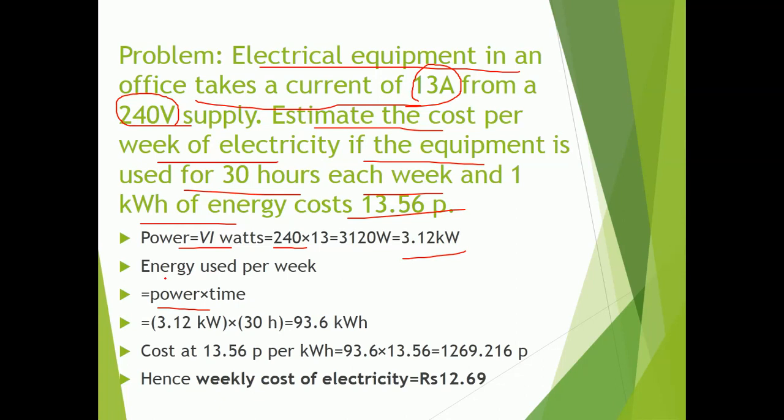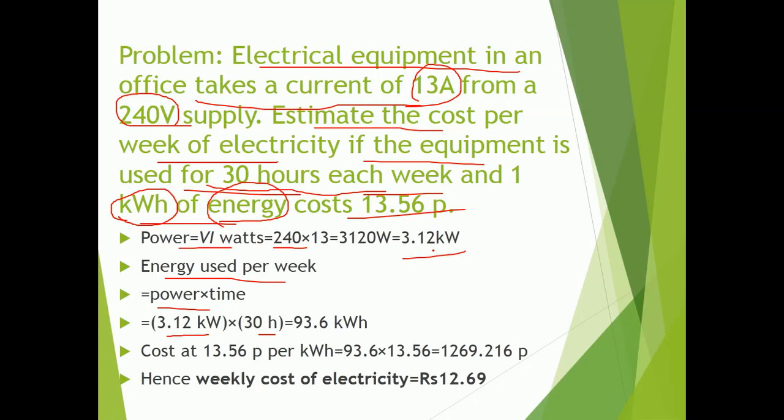Now, energy used per week, power into time. As per the numerical problem, we have 30 hours each week. So 30 hours and kilowatt hour. As you can see over here, the cost is given per kilowatt hour. So we need to calculate the value of energy first of all in kilowatt hour directly.